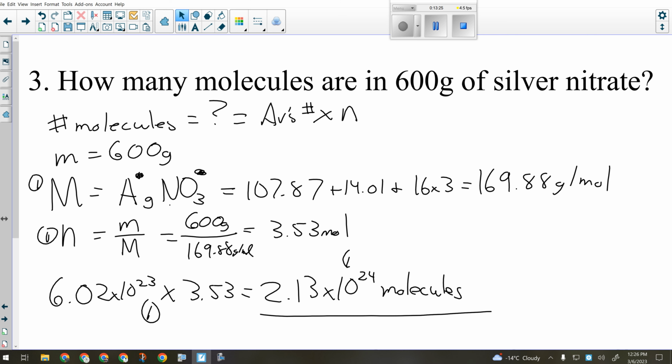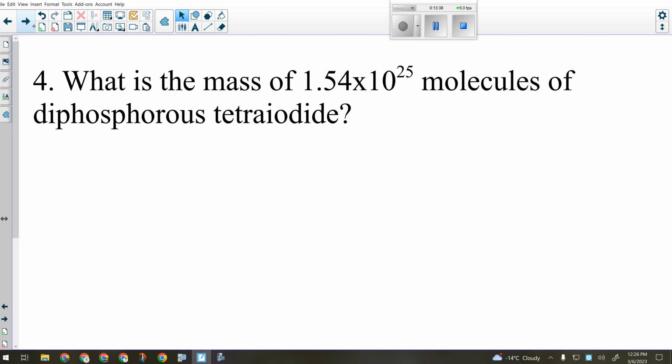3 marks, 4 marks. Okay. Questions there? All right, let's give this one a try. So now, I'm giving you the number of molecules. Now I want the mass. So backwards of what we just did. Okay, so write this one down and then we'll walk through it.